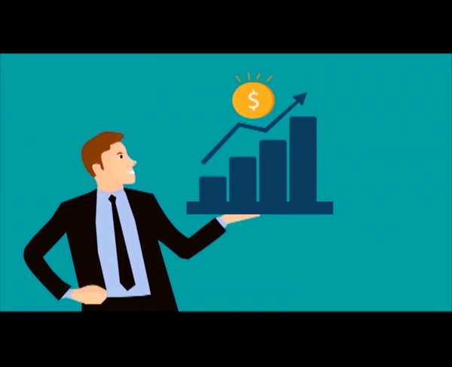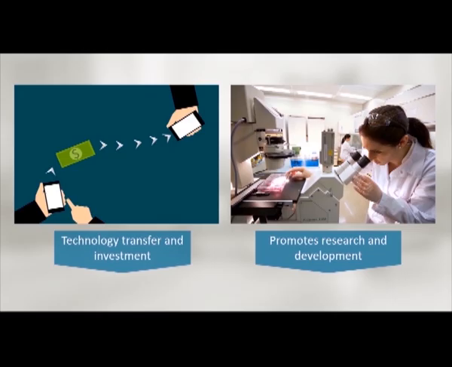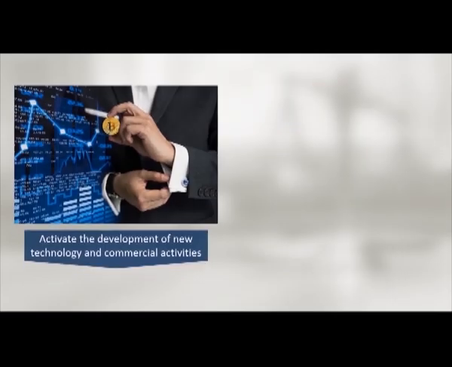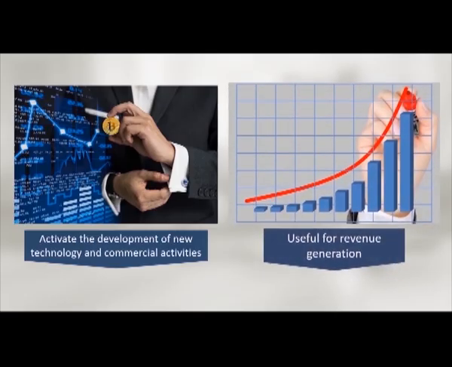Now, patents can be used to encourage economic progress, because a patent is also a tool for economic progression. So, it can be used to encourage economic progress in what ways? By technology transfer and investment, it promotes research and development, it activates the development of new technology and commercial activities, and also it is used for revenue generation.